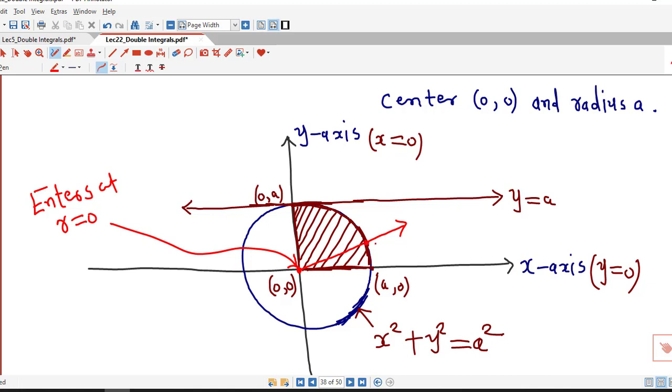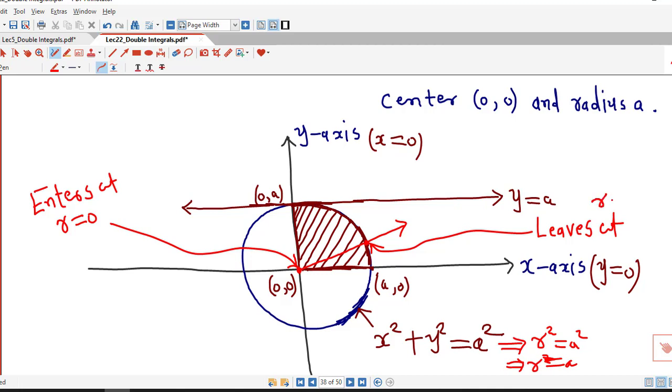The point at which the ray is leaving the region is on the circle x square plus y square equal to a square, and we know that x square plus y square is equal to r square. So x square plus y square equal to a square has the polar form r equal to a. So we can write that it leaves at r equal to a.